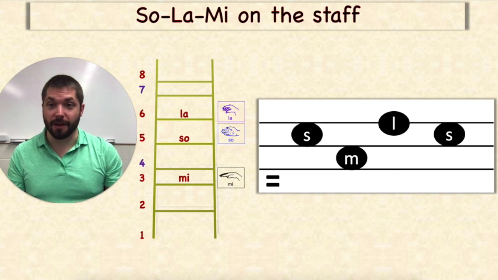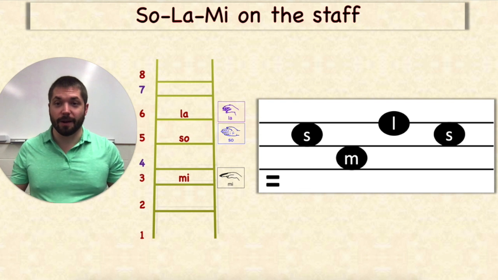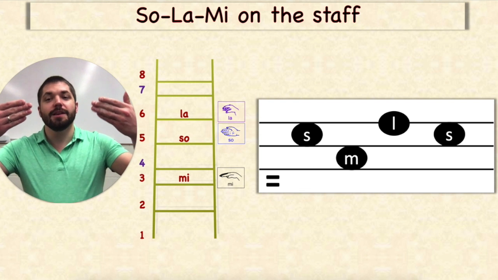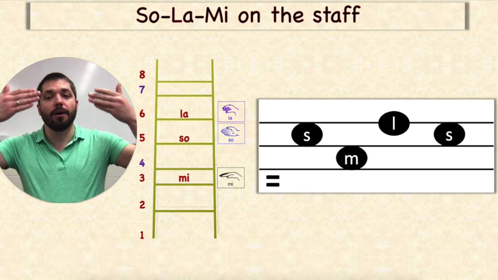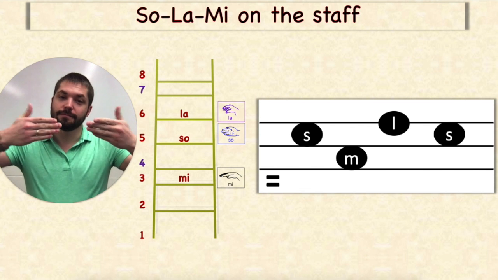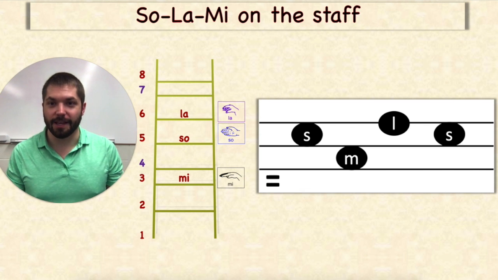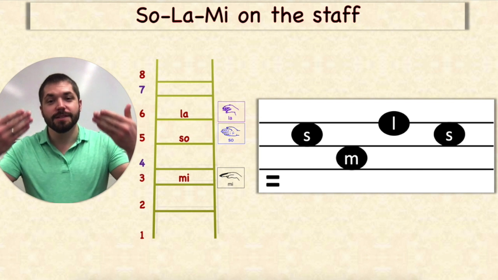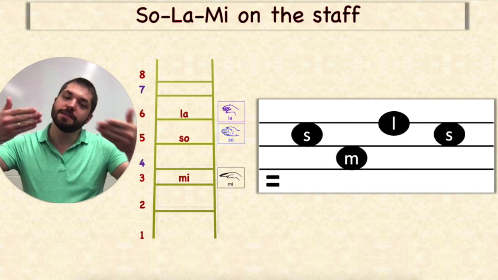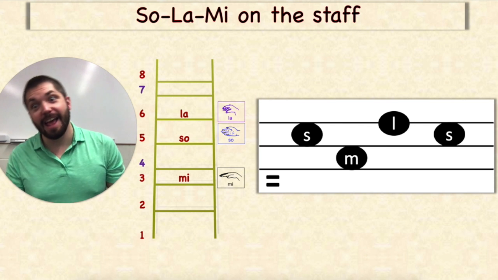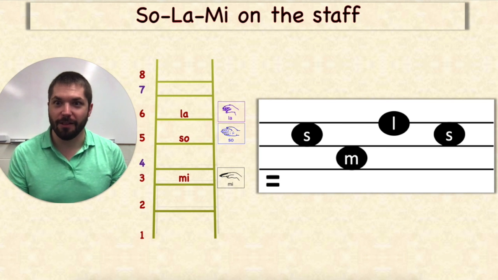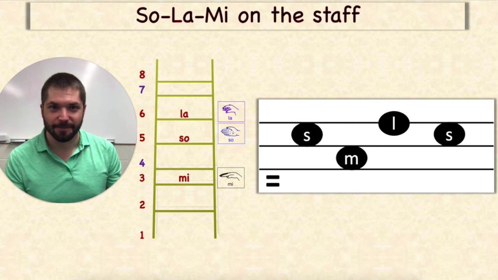But luckily, this pattern shows up a lot in a lot of songs. You'll recognize it. My turn, your turn. So, mi, la, so. Yeah, kind of like lots of playground games. So, mi, la, so, mi, la, so, or na, na, na, na, boo, boo. All of those use so, mi, la, so.